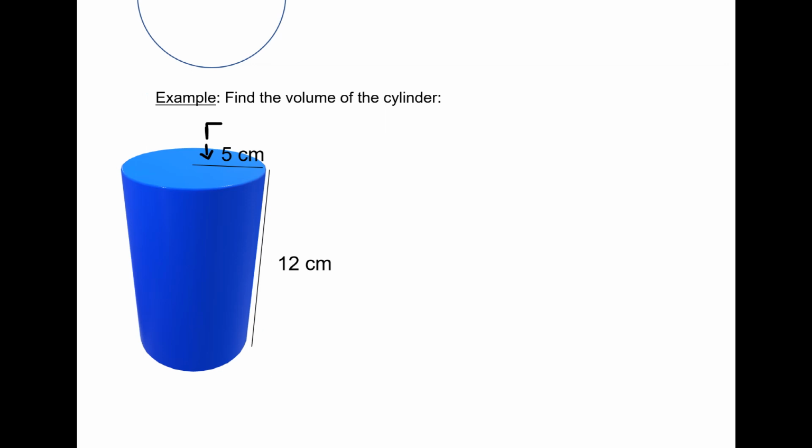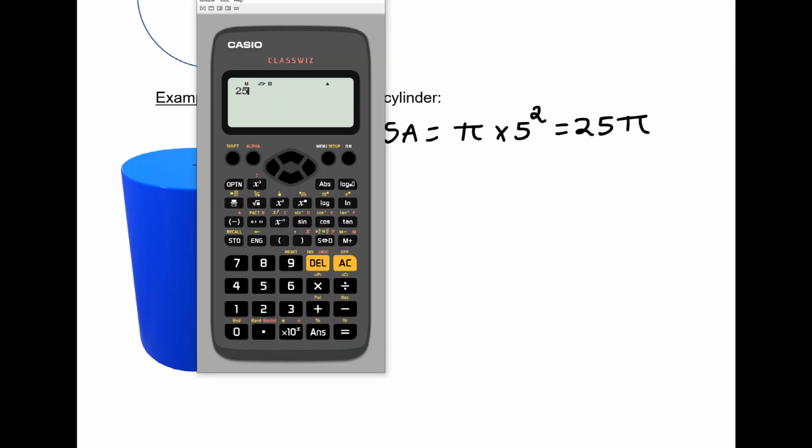What I'm going to do is first of all work out the cross-sectional area, which is just the area of that circle. So that's pi times r squared, which is 25 pi. And I can work that out with a calculator. 25 times pi. If you want to put it straight in, you could do pi times 5 squared. I get 78.54.